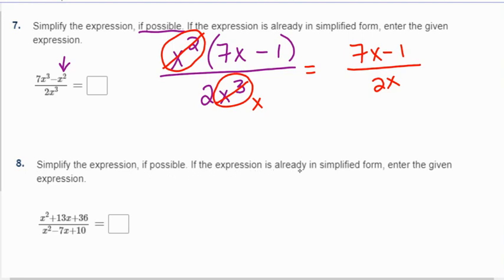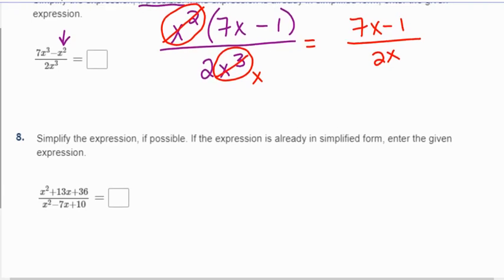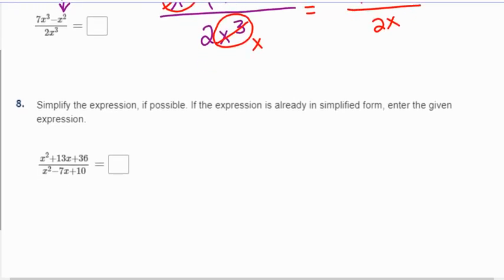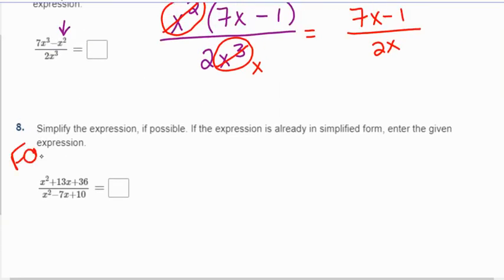The next problem, simplify the expression if possible. If the expression is already in simplified form, enter the given expression. Okay, so again, the first thing that I want to do is factor. Always factor first. That way you can see if things will cancel out.